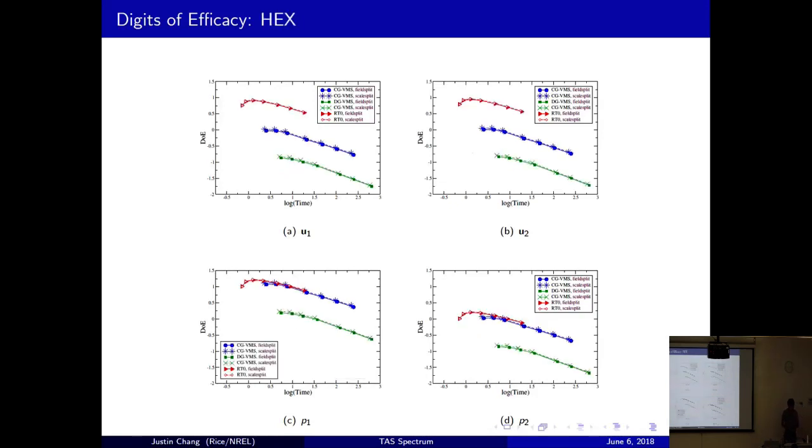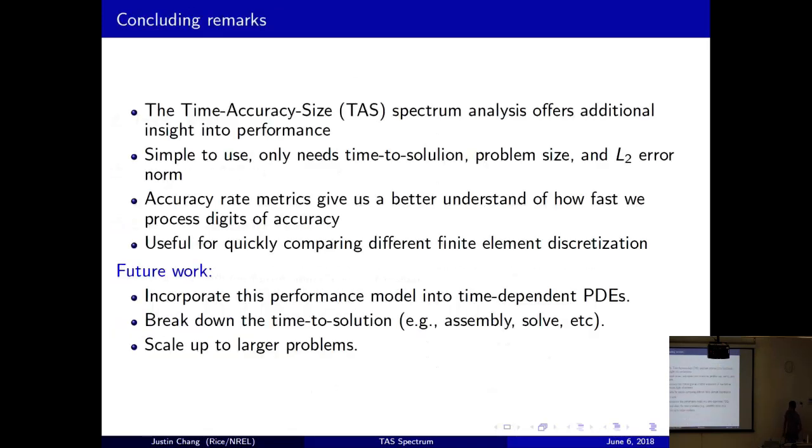Likewise, for the hexahedron elements, because we're getting the superlinear convergence for the RT0, now we see that the accuracy is really affecting the digits of efficacy. And that is really the end of my talk. So basically the TAS offers additional insight into performance. It's really simple to use, only needs three metrics, and I think it's useful for comparing different discretizations.